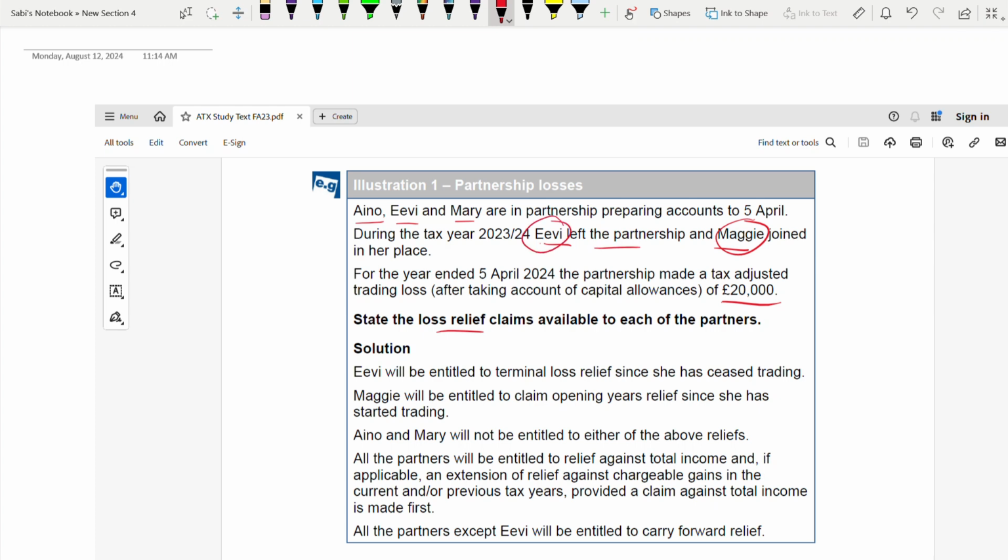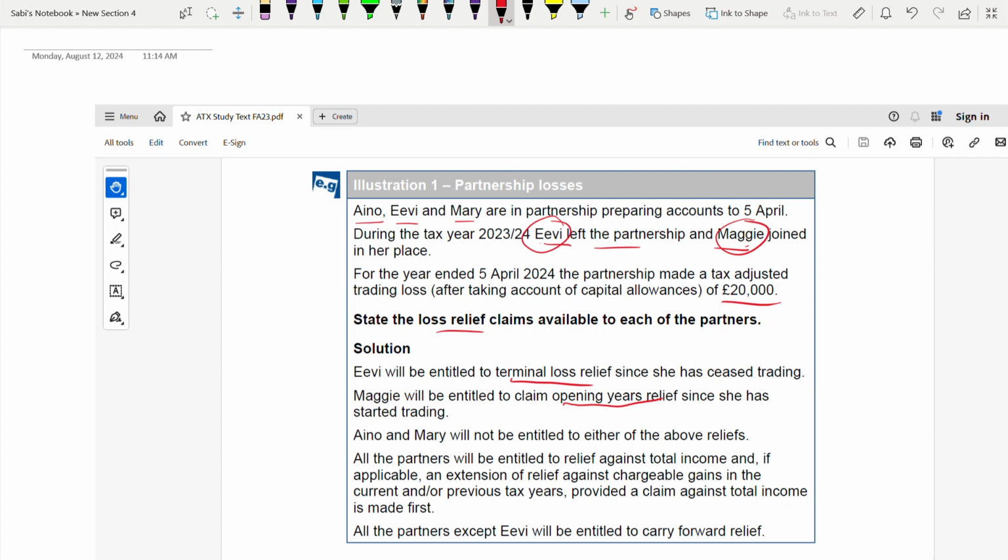Evie left the partnership. For her, terminal loss relief will be there because she has ceased trading. Then we'll talk about Maggie. Maggie joined, so opening year relief will be there. Of course, other reliefs are there against total income and against gains, but first we'll talk about the most prominent one. When we are leaving, terminal loss. When we are starting, opening year.